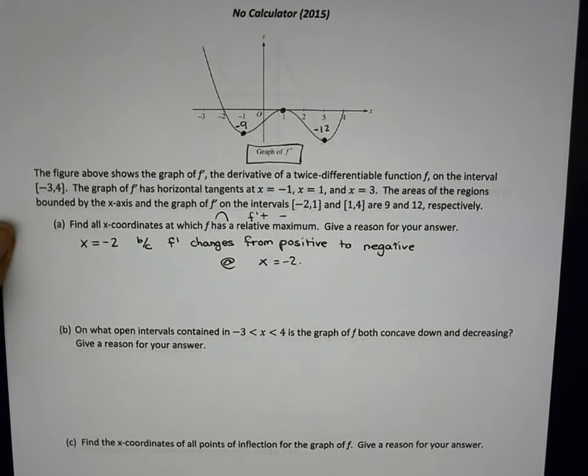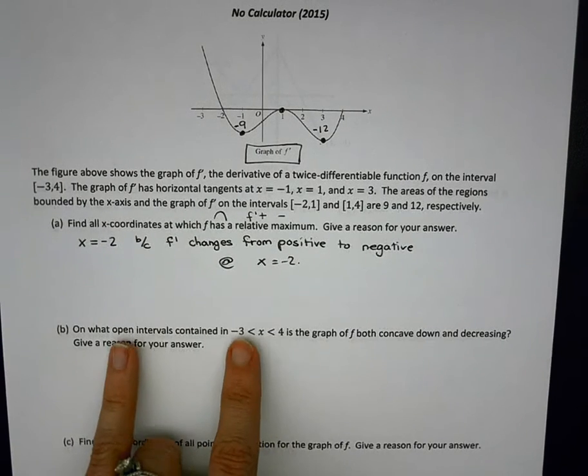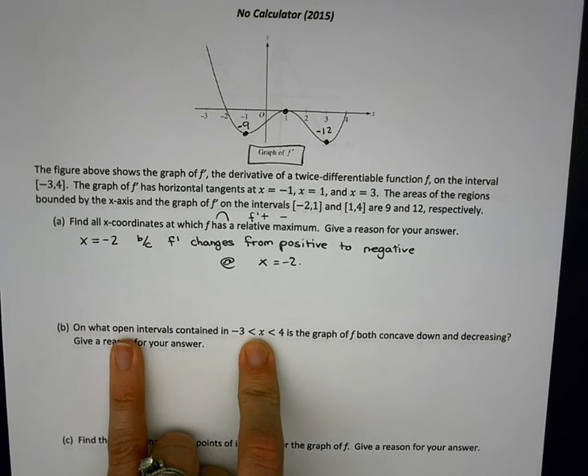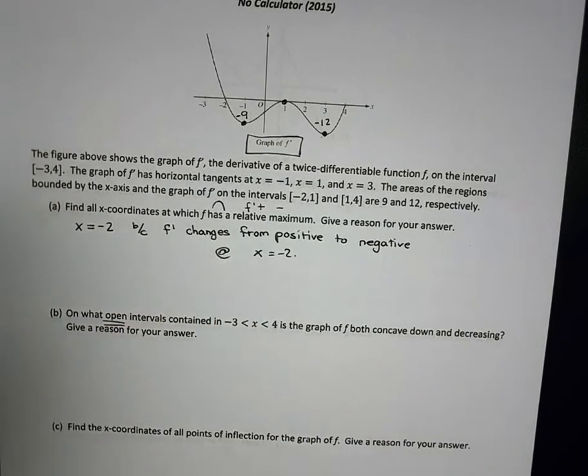Okay, part B. On what open intervals contained between -3 and 4, and look at no equals. So for 2 reasons, we know we are going to be writing our answers here as open intervals. Make sure we're careful about that. So on what open intervals between -3 and 4 is the graph of f both concave down and decreasing? Pause the video if you need to.